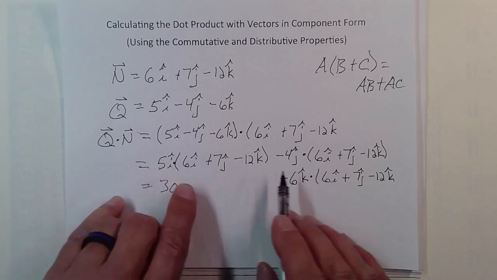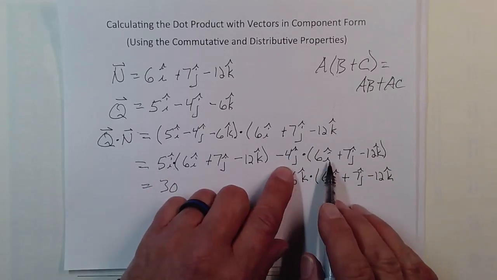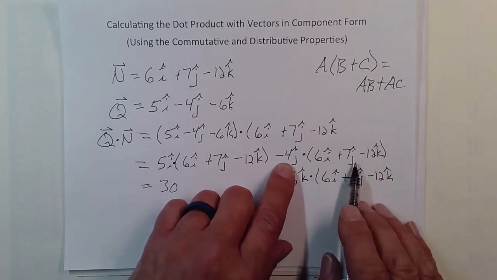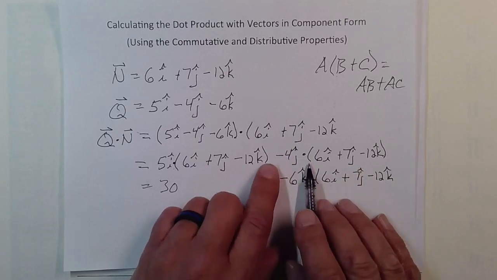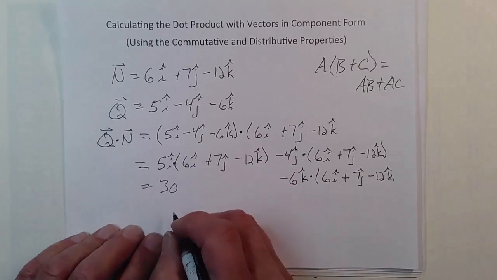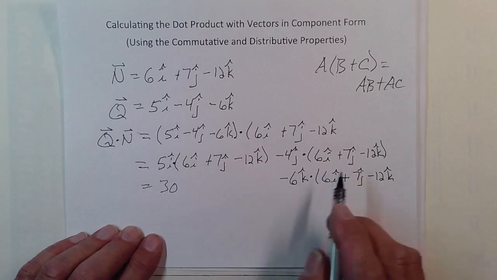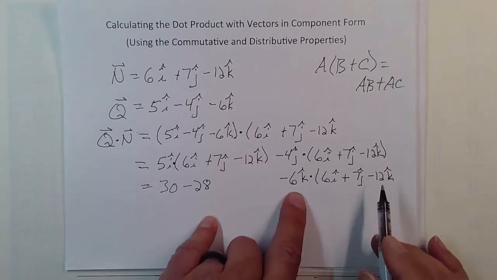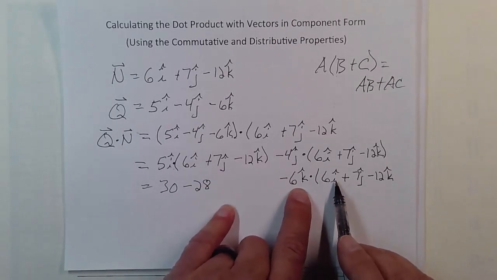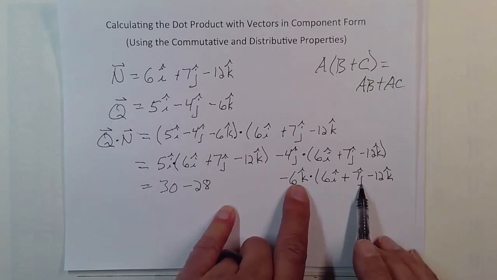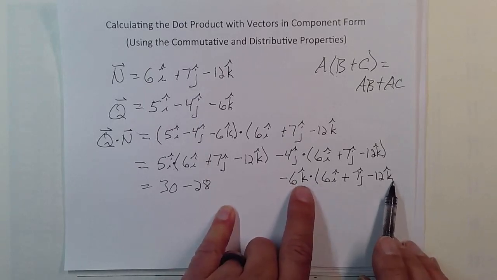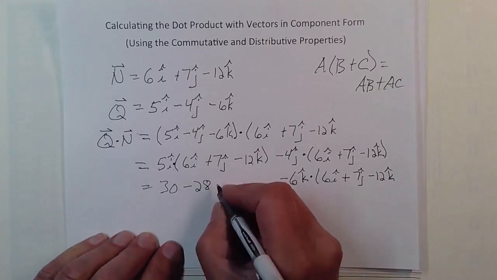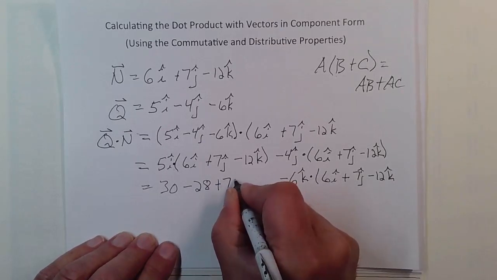first one counts. When I get to this one, j hat dotted with I hat is 0, j hat dotted with k hat is 0, but j hat dotted with j hat is 1. So the middle term on here is going to be negative 4 times 7, so this will be minus 28. And then this last term, I've got a k hat dotted with I hat, that's 0. K hat dotted with j hat, that's 0. K hat dotted with k hat is 1. And I'll have negative 6 times negative 12. I think that's plus 72, if I remember right.